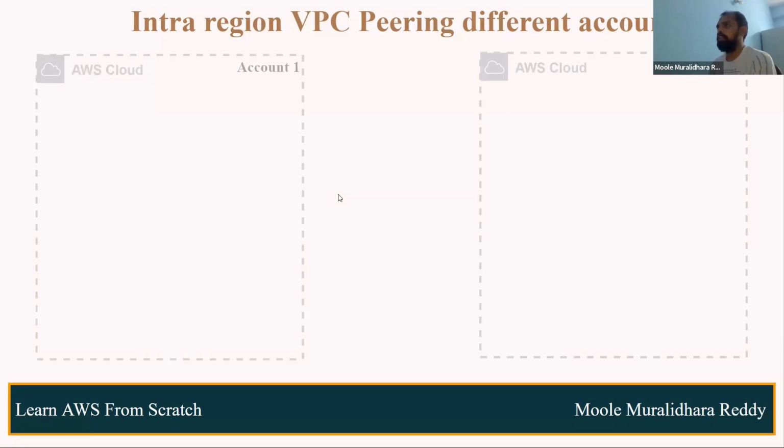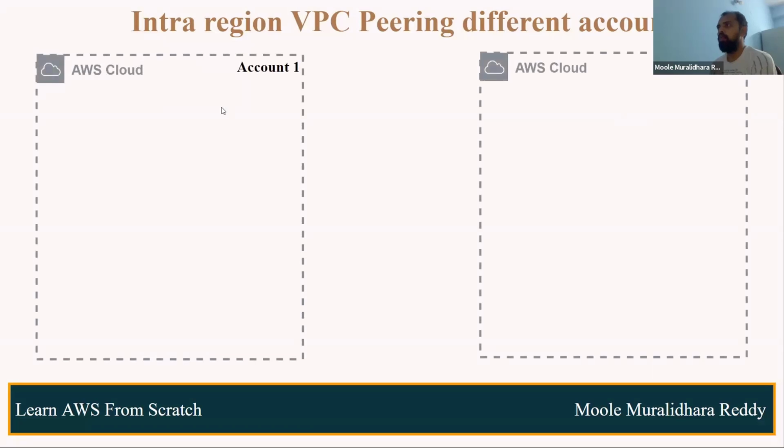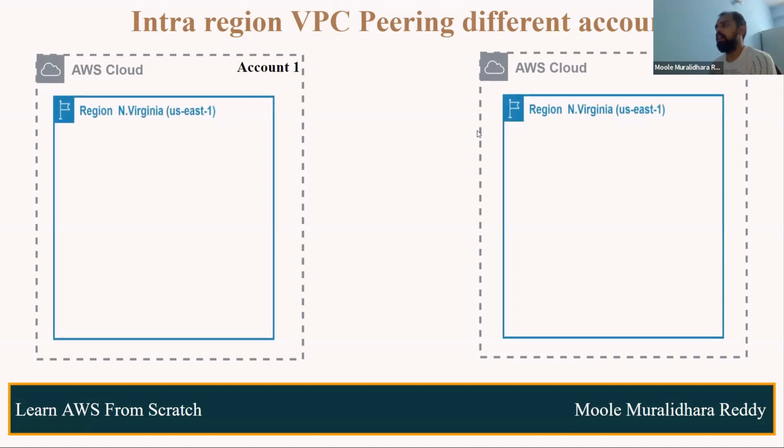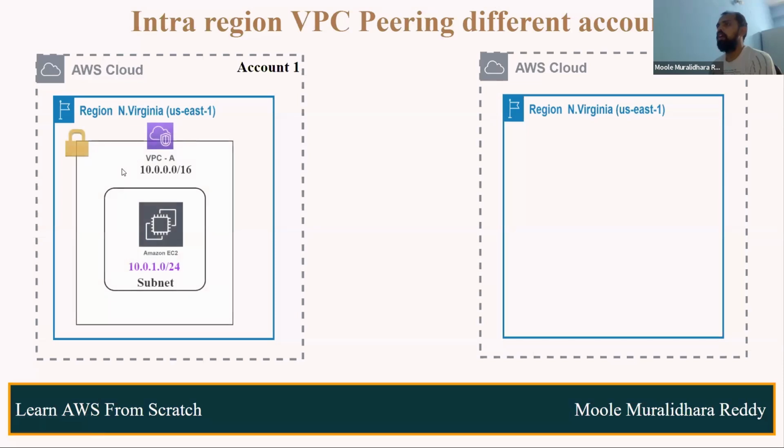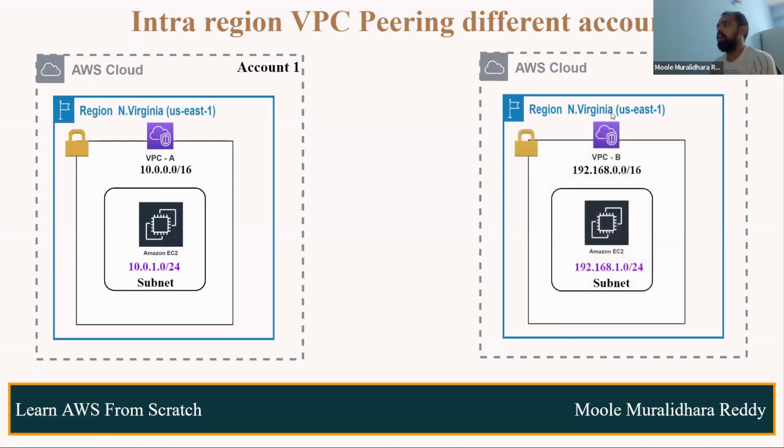Let's take an example: you have two different AWS accounts, account 1 and account 2. In account 1 we have North Virginia, and account 2 also has North Virginia, because we are setting up intra, which means the same region. In account 1 we have a VPCA with a 10 series range, and inside VPCA we have a subnet and we'll launch one EC2 instance. In account 2 we have a VPCB with the 192.168 series range, and we'll create one public subnet and launch one EC2 instance.